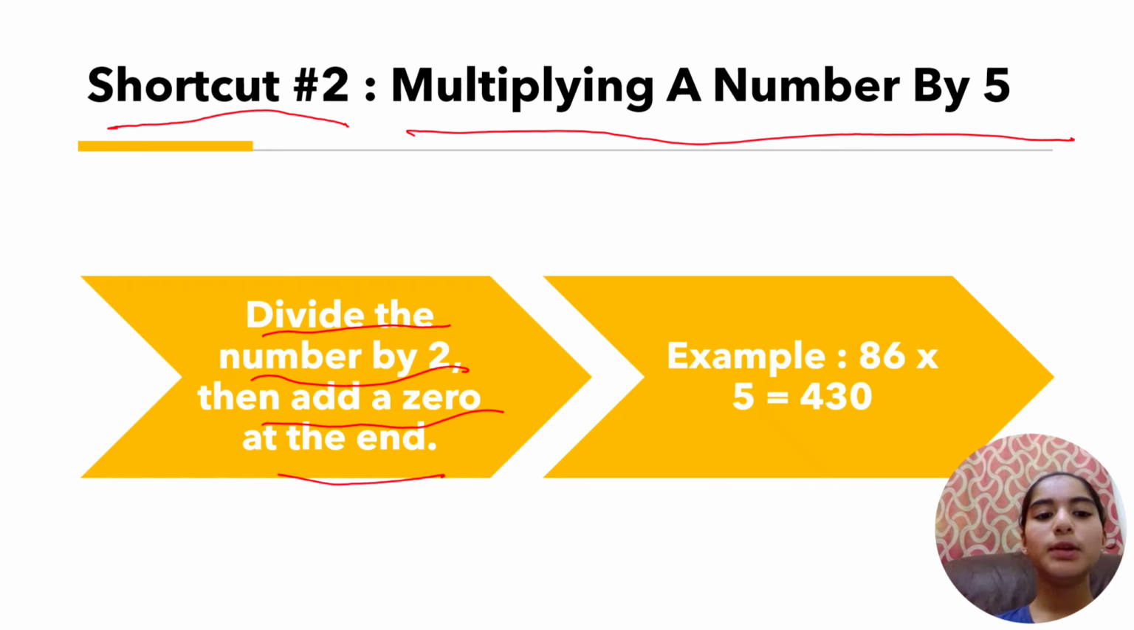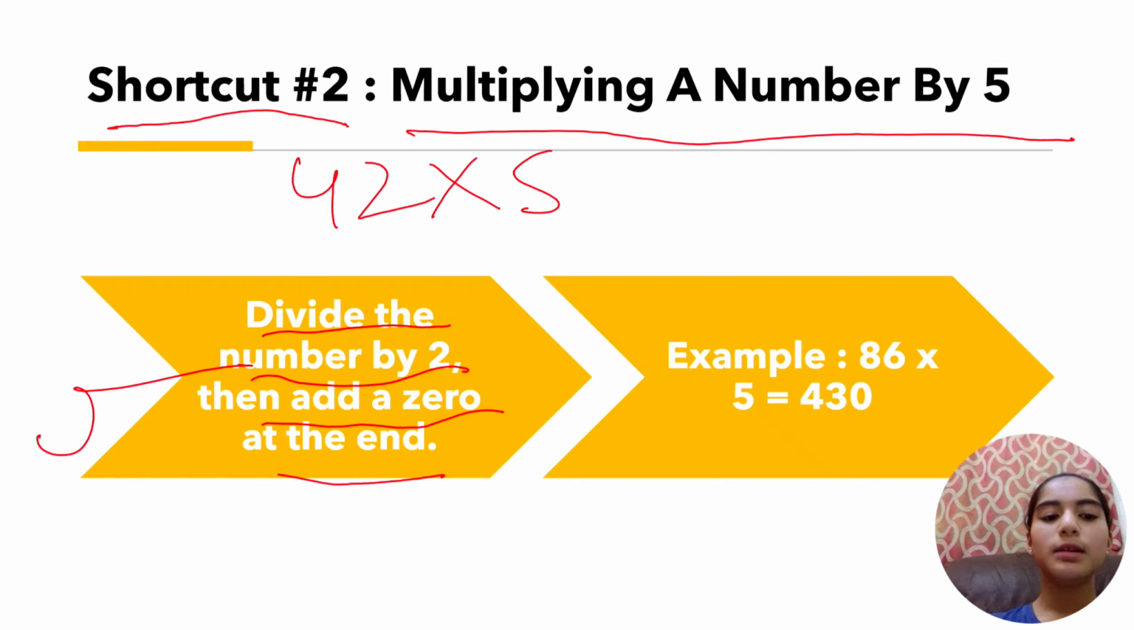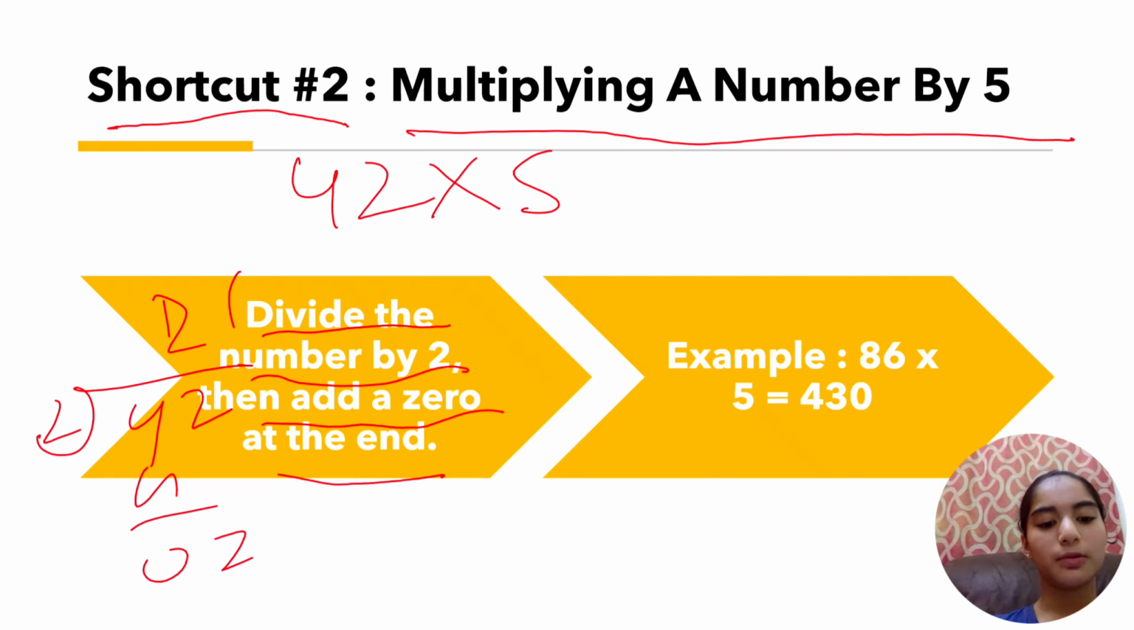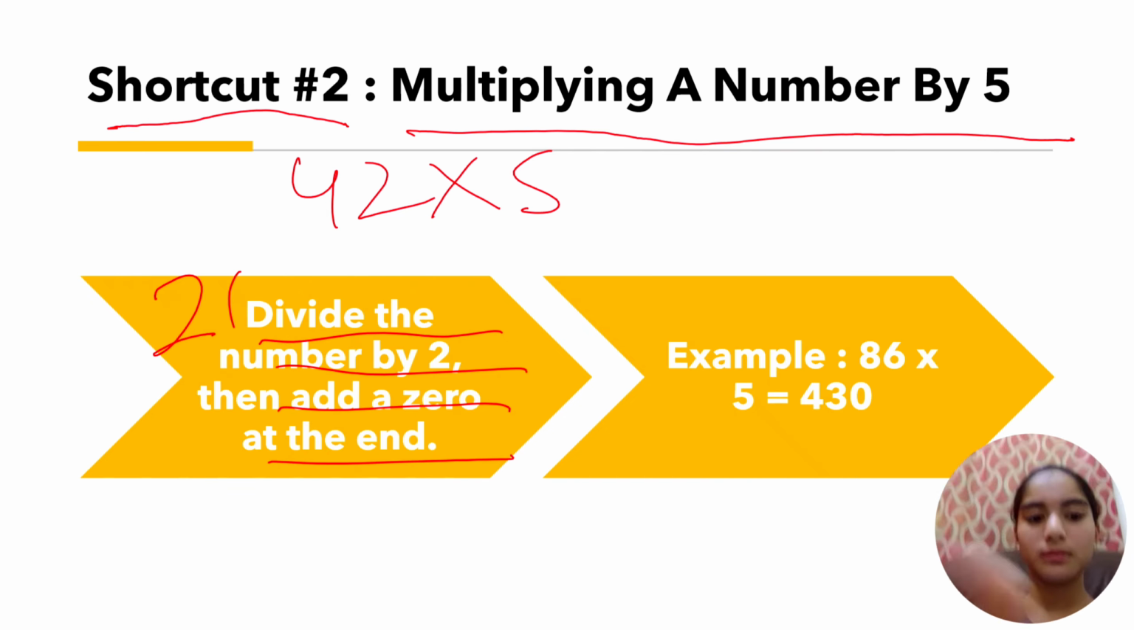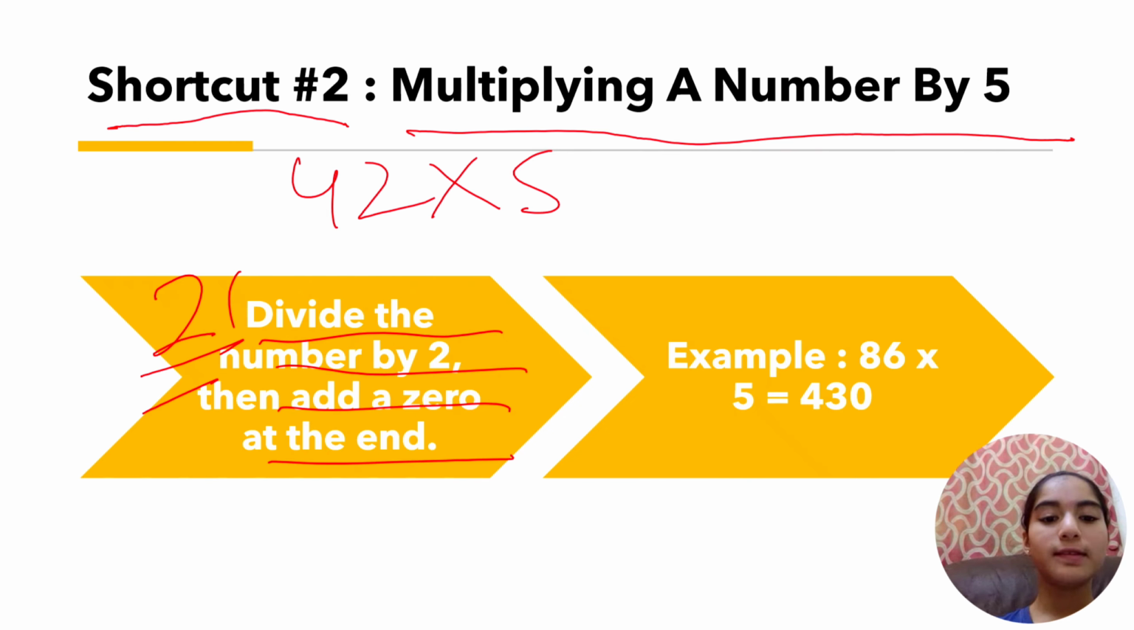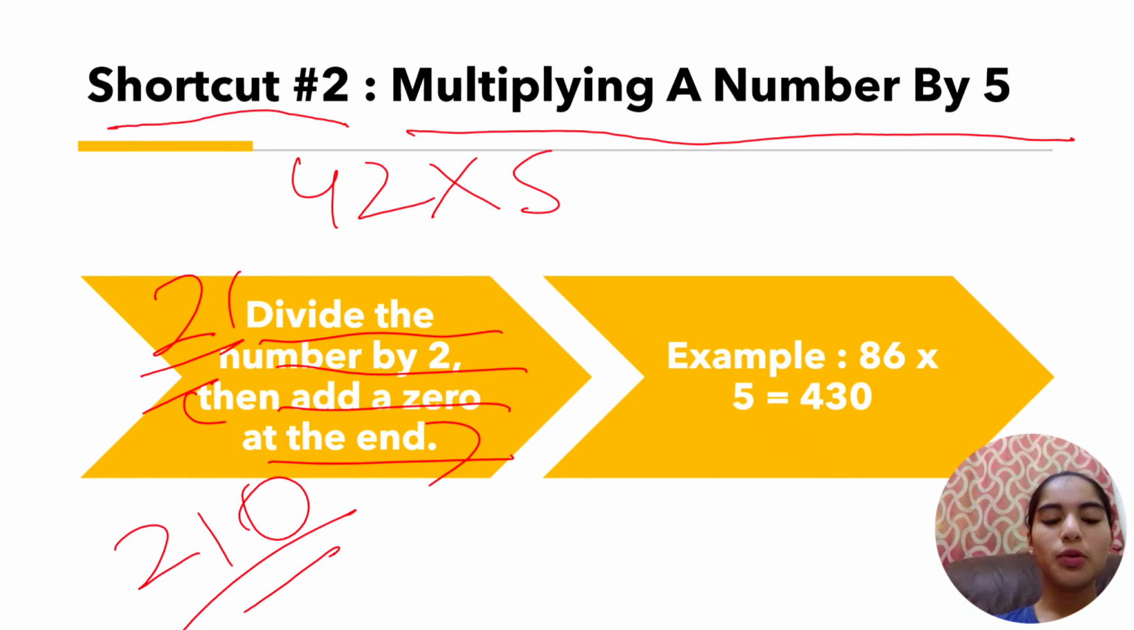So let me choose a number, 42 into 5. I divide by 2. So 42 by 2, 2 twos are 4, 2 ones are 2. Now I got 21 as the answer. Then they're saying to add a 0 at the end. Let me put a 0 at the end of 21. 210. Wait, let's check the answer.